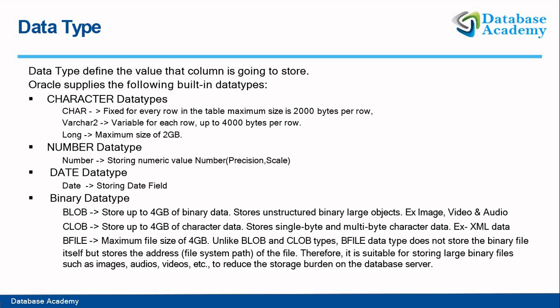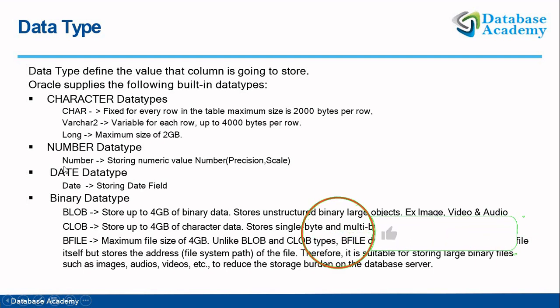Okay, the number data type is going to store numbers only, like mobile numbers, telephone details and those things. The date data type is where we store date of birth, date of joining, that kind of thing. And we have the binary data type, which is used to store images, videos, audios, XML data as well, and we have a BFILE as well. So let us go through them one by one.